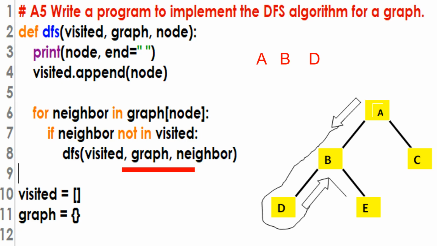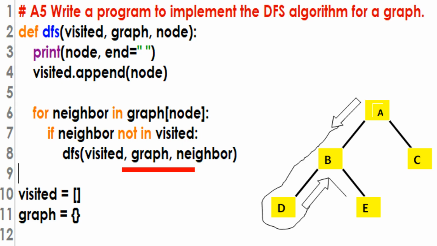Second, backtracking. Now node D has no neighbors, so the function finishes for D and returns to the previous function call, that is B. This returning is called backtracking. A visited B, D. After that, it goes back to B. After returning to B, DFS checks whether B has another unvisited neighbor. Yes, it finds E. Output becomes A, B, D, E.